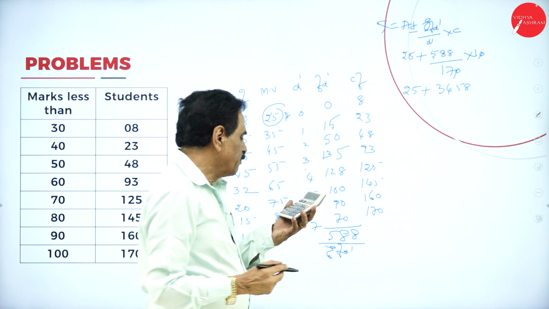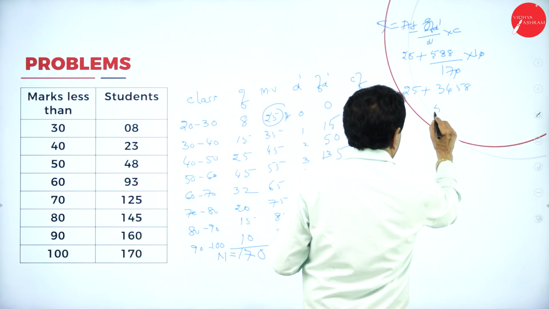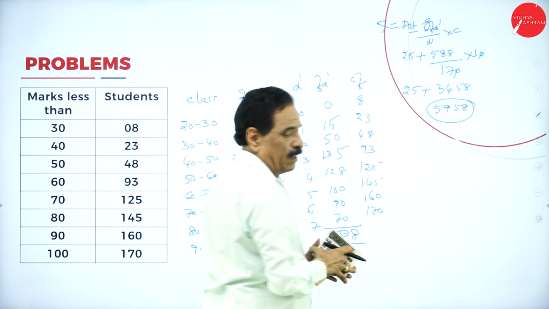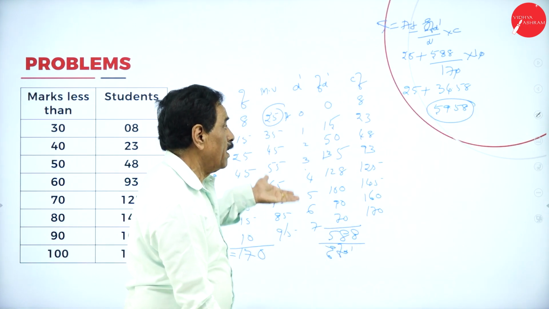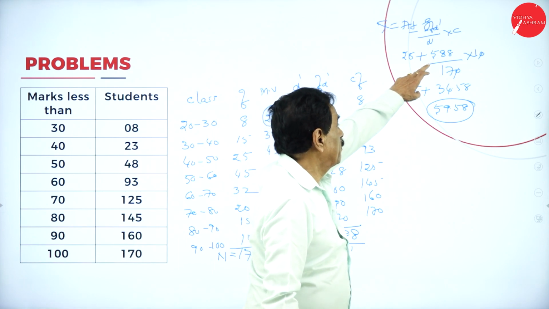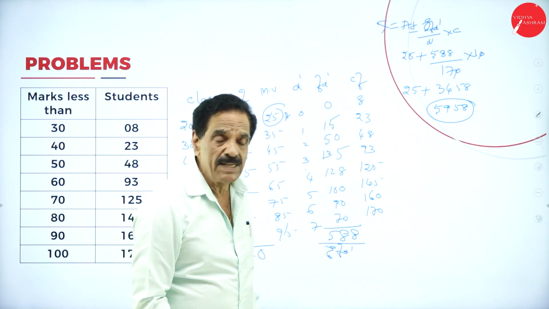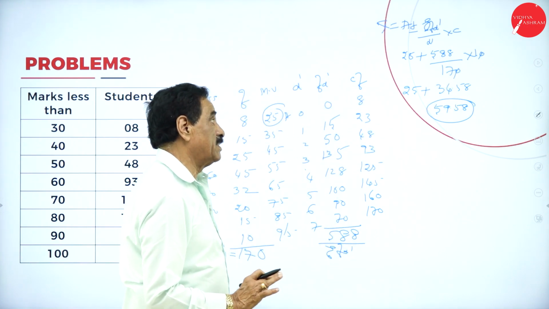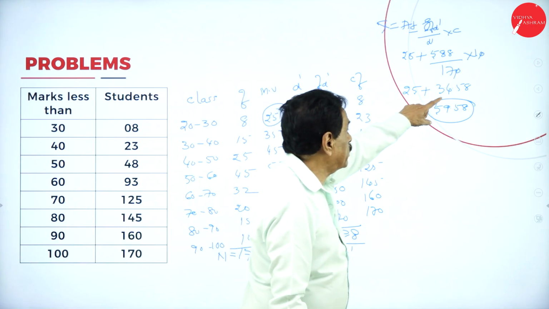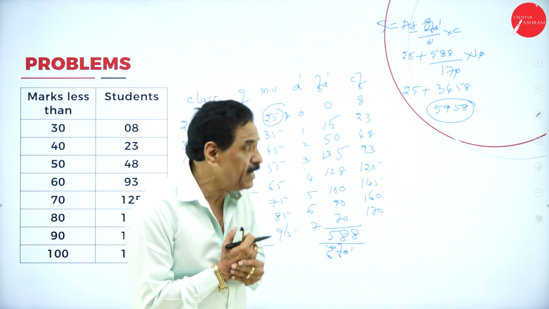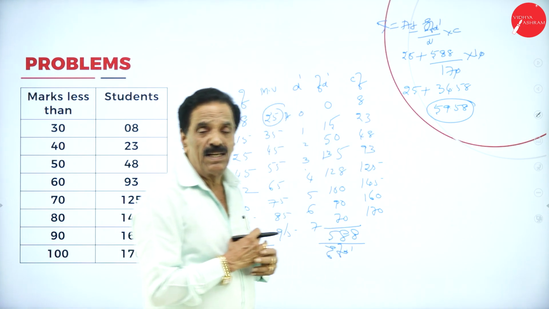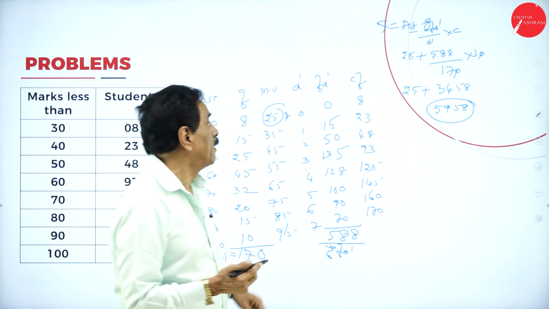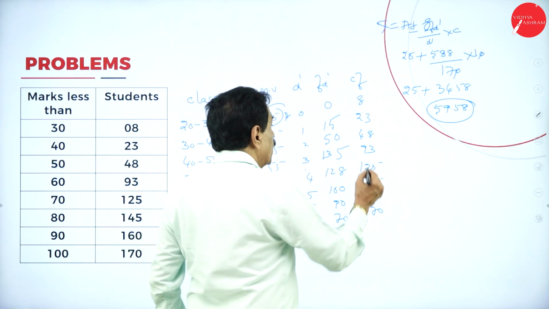It works out 59.58. This is your mean. As you done in the formula, so assume your sigma f dash t dash is 588 divided by number of frequencies 170 into 10. Cancel the 0. If you divide now, it works out 34.58. For 34.58, you add 25. It becomes 59.58. Now, mean is over. We'll go to median.